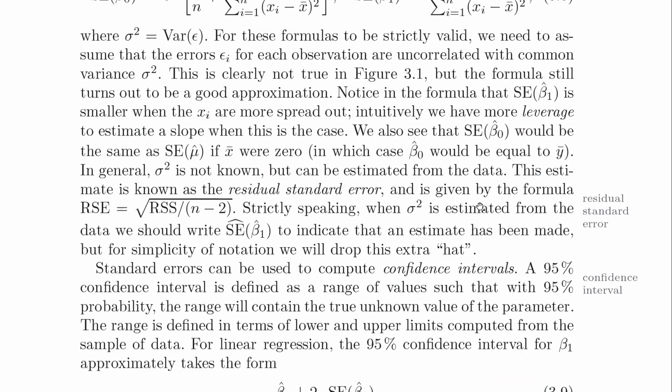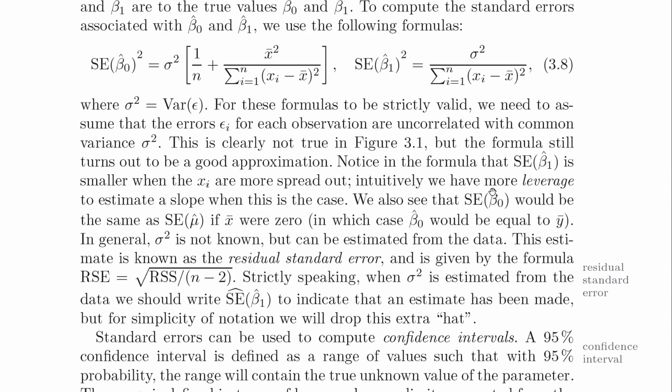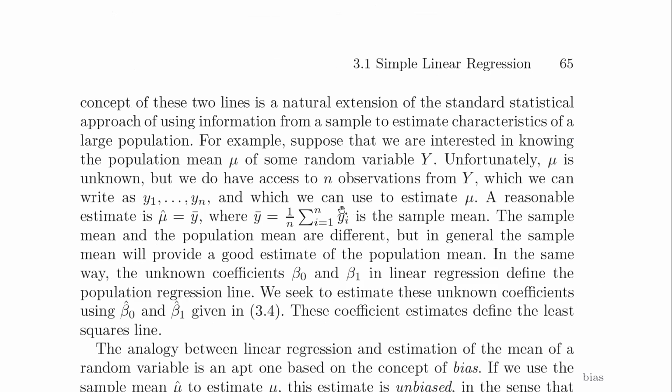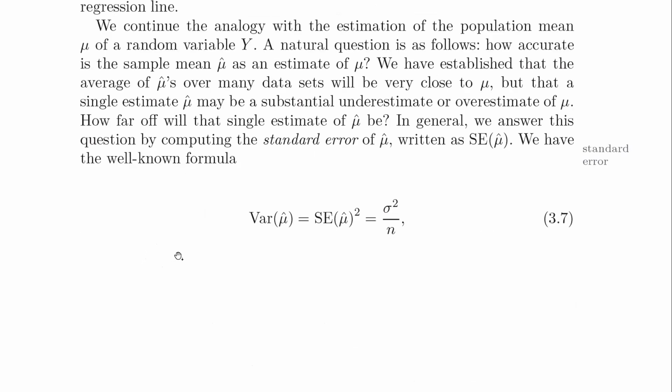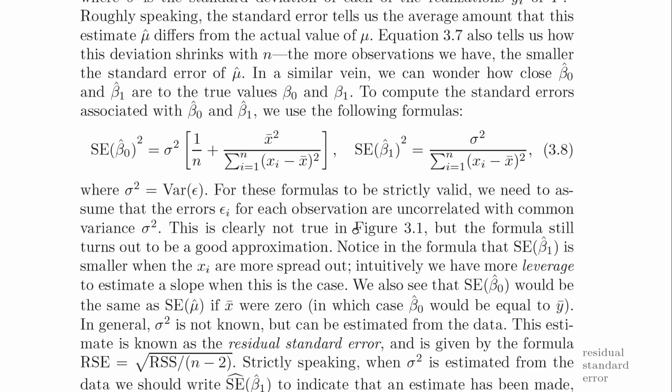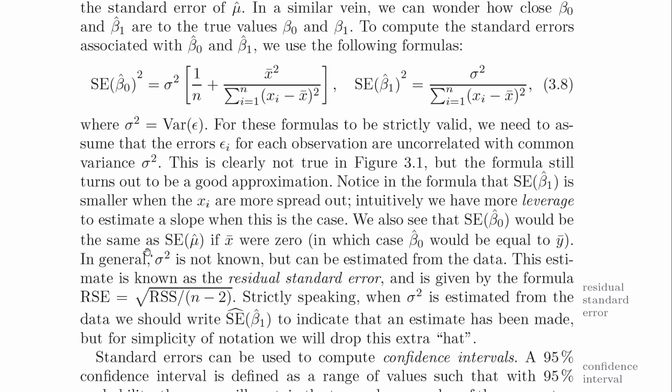We also see that the standard error of beta naught would be the same as the standard error of mu hat. Oh, right, look, see? Sigma squared all over n. It's like the previous formula. Sigma squared all over n. But there's an additional term. Would be the same if x bar were 0. Ah, x bar were 0.